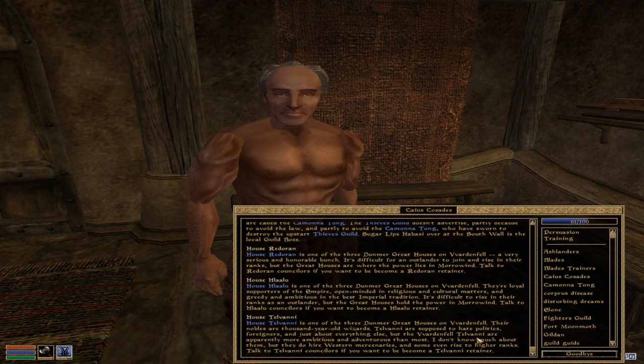House Telvanni nobles are thousand-year-old wizards. Telvanni are supposed to hate politics, foreigners, and just about everything else, but the Vvardenfell Telvanni are apparently more ambitious and adventurous than most. I don't know much about them, but they do hire Western mercenaries, and some even rise to higher ranks. Talk to Telvanni counselors if you want to become a Telvanni retainer.